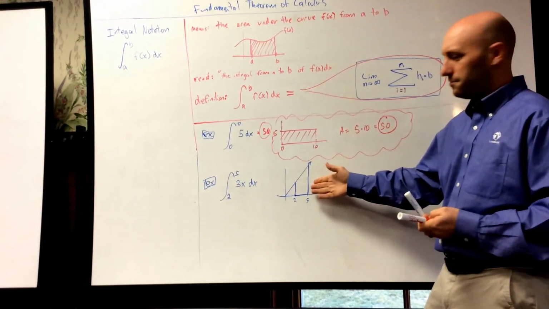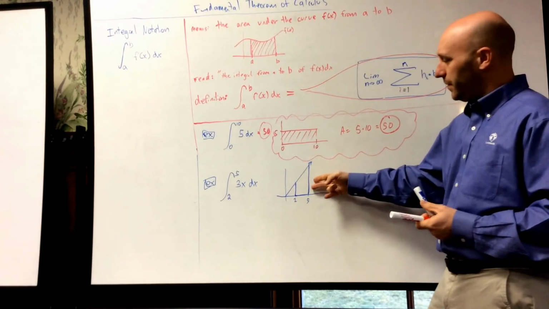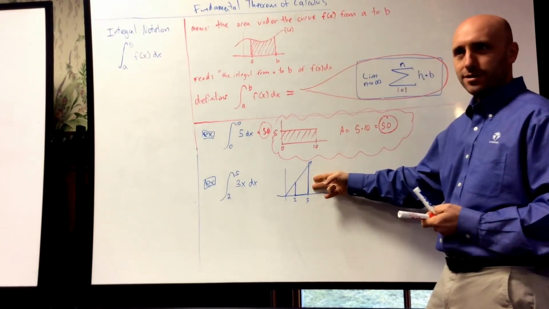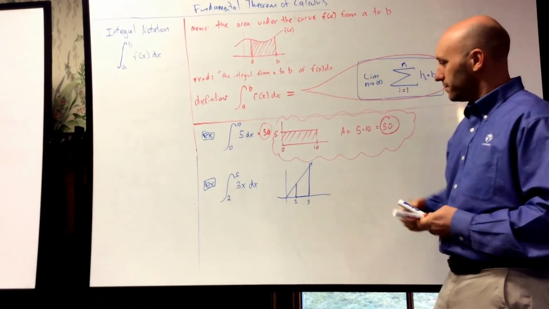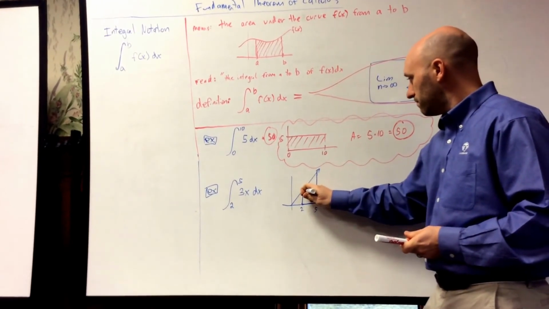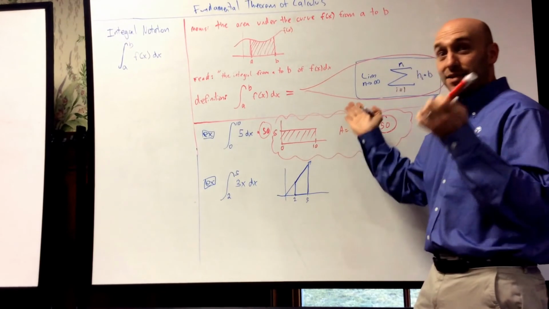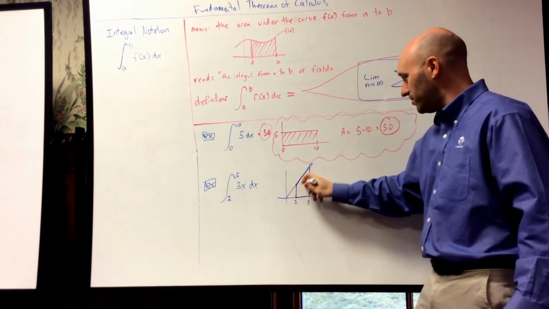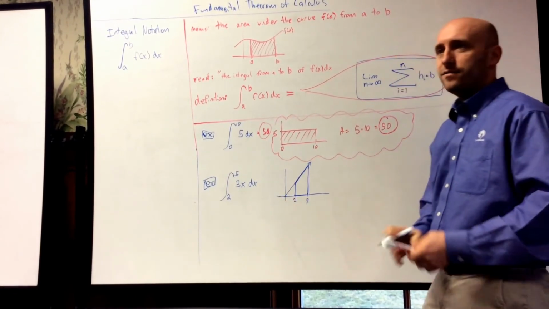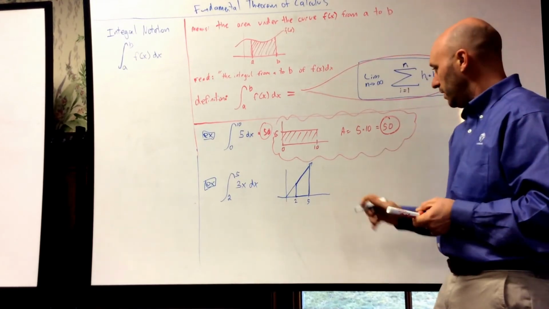I don't know how many people would look at that and see a trapezoid immediately. I would, yeah. But that's a trapezoid because it has parallel sides. It has parallel sides because we're taking the area under a curve from 2 points straight up.